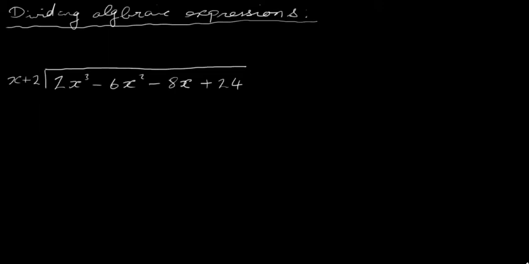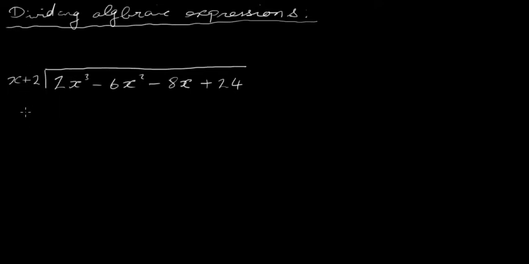Okay, so in this video we're going to look at dividing algebraic expressions. We're going to take this cubic expression here, 2x cubed minus 6x squared minus 8x plus 24, and we're going to divide it by x plus 2, this linear expression here.